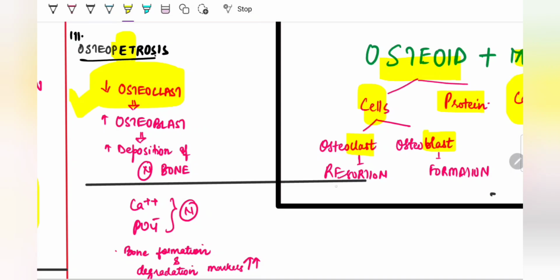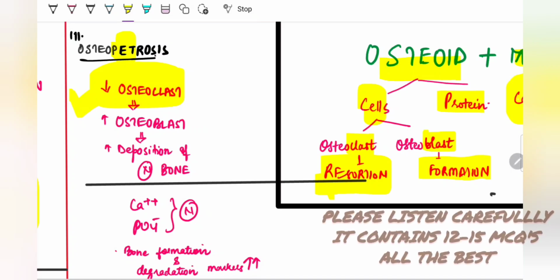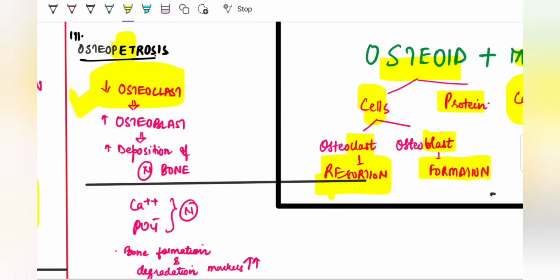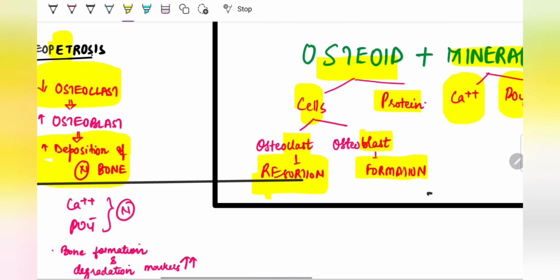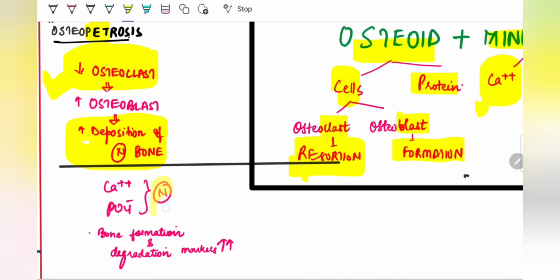We know that osteoclasts help in bone resorption. Okay, osteoblasts help in bone formation. But when the osteoclast function decreases, automatically osteoblast function increases, and there's deposition of normal bone, excess deposition of normal bone. So what happens is, obviously we know there's nothing defective with calcium or phosphate in this disease, so calcium phosphate will be normal.